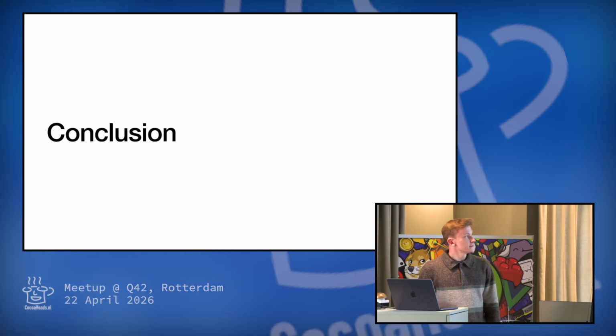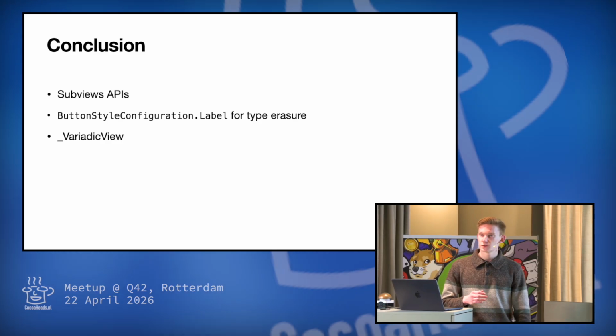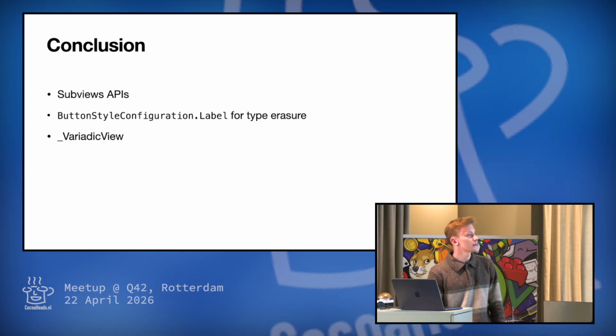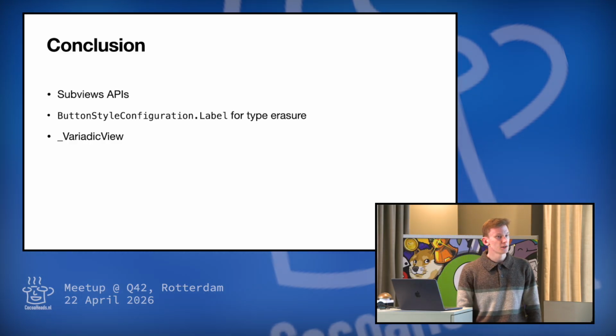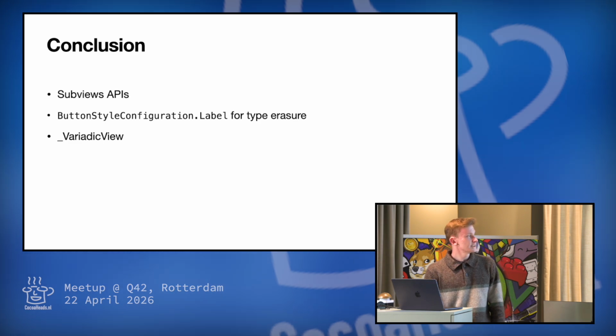Now, to conclude, we've seen how you can use the subview APIs to make custom components. If you're missing the ability to style a component that's usually default or provided by SwiftUI, you can make your own component look very similar by using the subviews API. You can use button styles or other kinds of view style configuration alias types for type erasure. And for older versions of iOS, a very similar analog to the subviews API is the variadic view APIs.